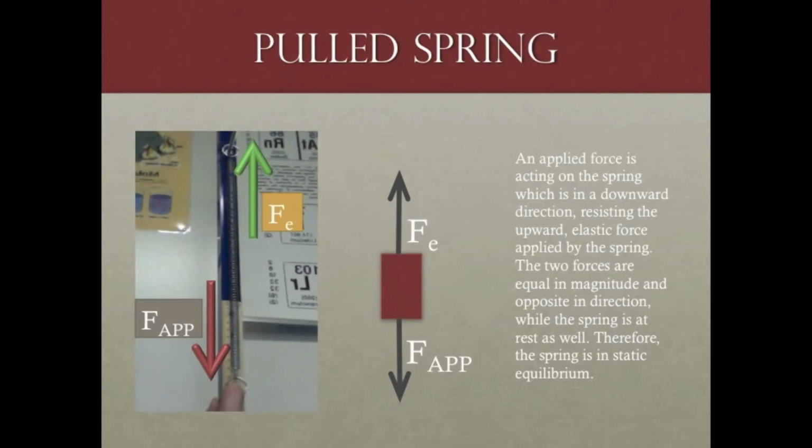An applied force is acting downward on the spring, and an elastic force is working upward on the spring. These two forces are equal in magnitude and opposite in direction, therefore they are in a state of equilibrium. The spring is also at rest, and therefore the spring is in a state of static equilibrium.